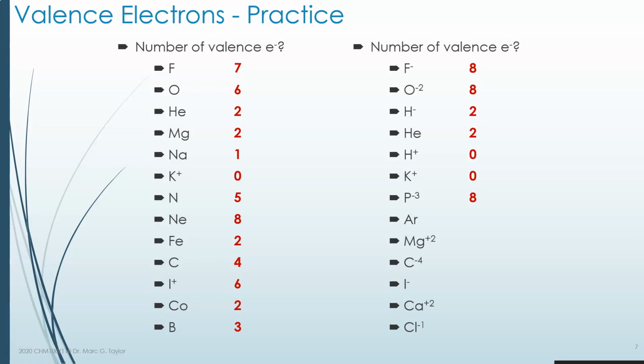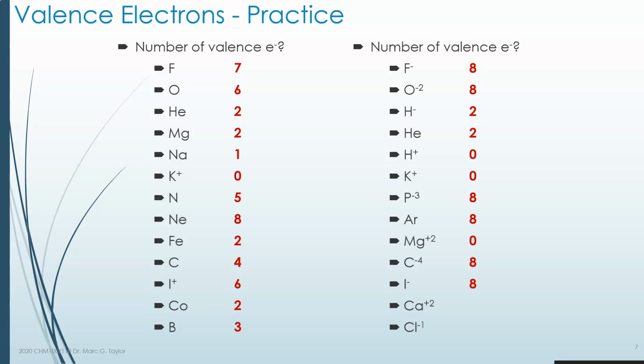Argon is a noble gas. The noble gases are all 8 except for helium. Magnesium used to be 2, if you look over on the left, but you lose 2, so it's 0. Carbon used to be 4, but this is carbon minus 4, so you don't subtract 4, you add 4. It means 4 extra electrons, that's 8. Iodine used to be 7, but we're adding an electron, so it's 8.